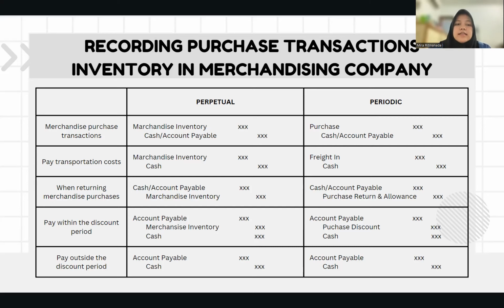Paying outside the discount period. For this, a transaction will be recorded in both the perpetual system and the periodic system as accounts payable on debit, meanwhile cash is on credit.